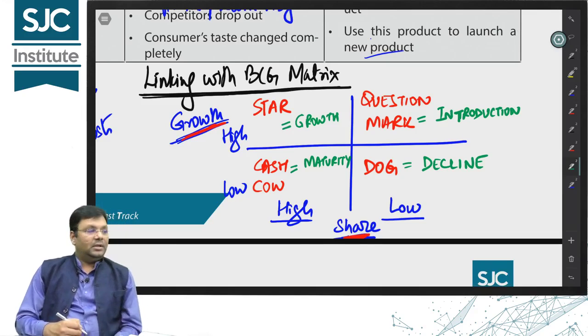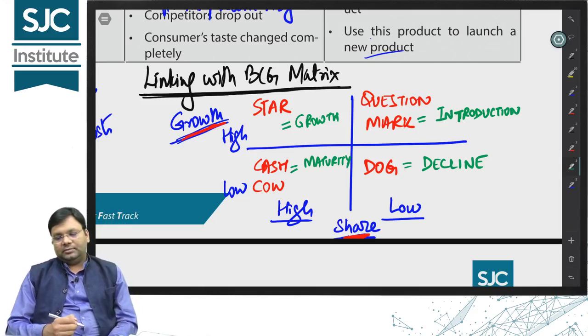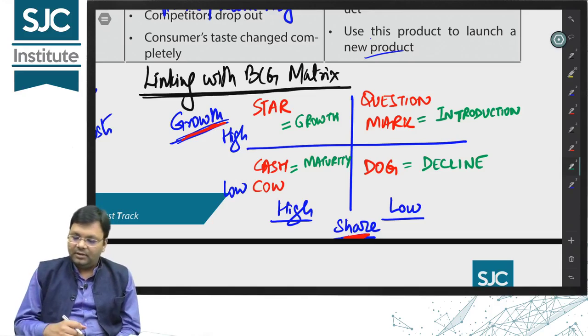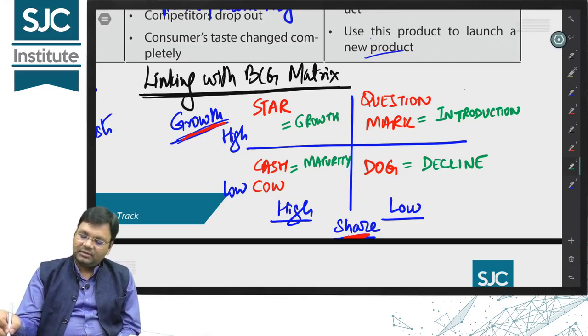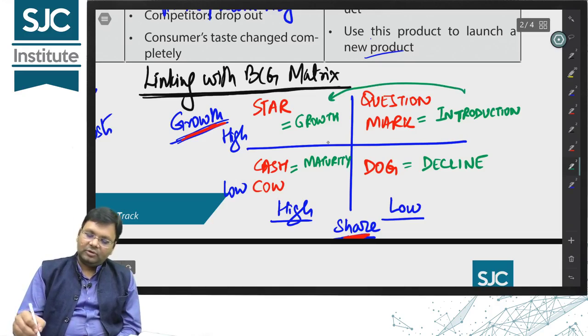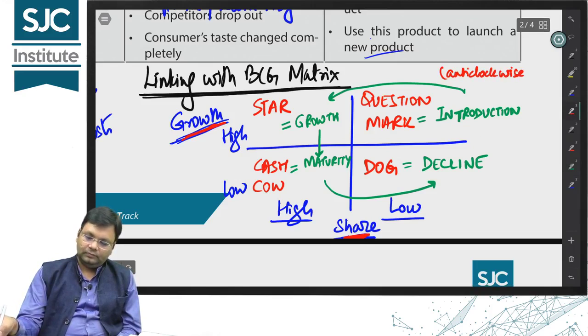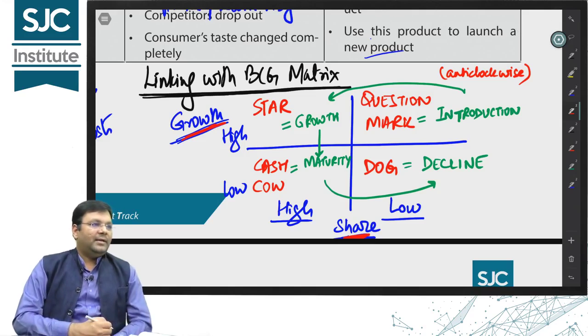No, star is not introduction. Question mark is introduction. If introduction would have been star, we would not have given effort to increase our share. From introduction, you go to growth. From growth, you come to maturity. From maturity, you go to decline. From decline, if you want, you can revive this product by introduction. It's like anti-clockwise, okay? It's always anti-clockwise.